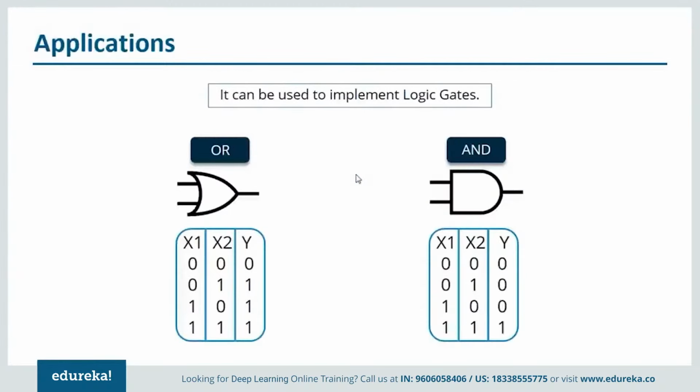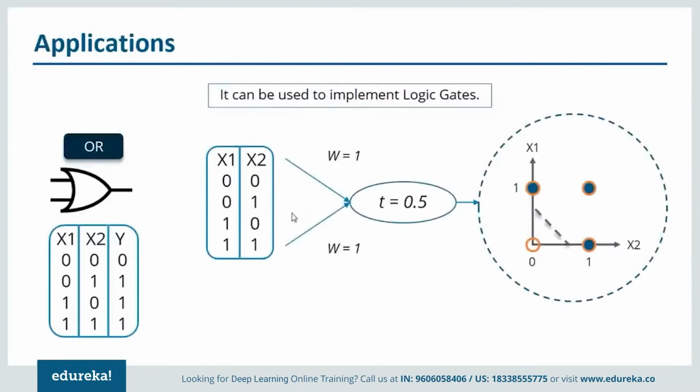Now we can even use it in order to implement logic gates, that is OR and AND. Now let me tell you how you can do that. First we'll look at the OR gate. In the OR gate, what happens here is the truth table. According to that, we have two inputs, x1 and x2.